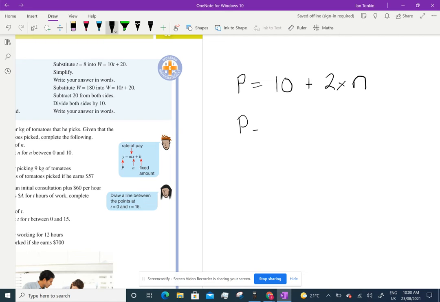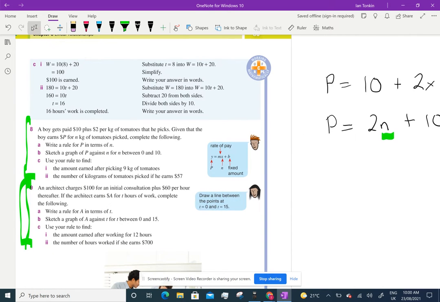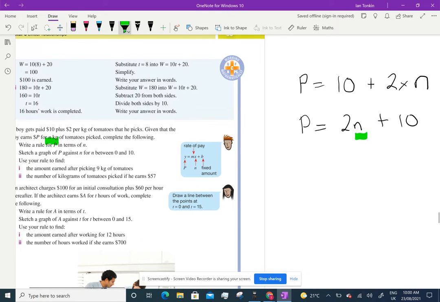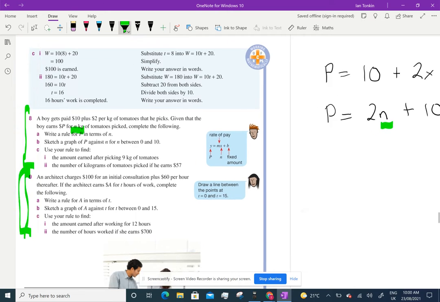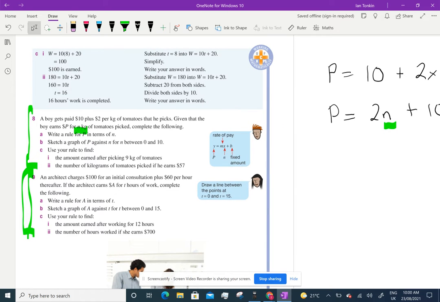Now we're going to write that the way we like it. We're going to move that 2n there and write plus 10. So $2 times n, where n represents the number of kilos of tomatoes. They say it over here, n kilos of tomatoes. And that's how much he gets paid. If he picks 1 kilogram, it'll be 2 plus 10, 12. 2 kilograms, 2 times 2 is 4, plus 10 is 14, and so on. So write a rule. Now, sketch.